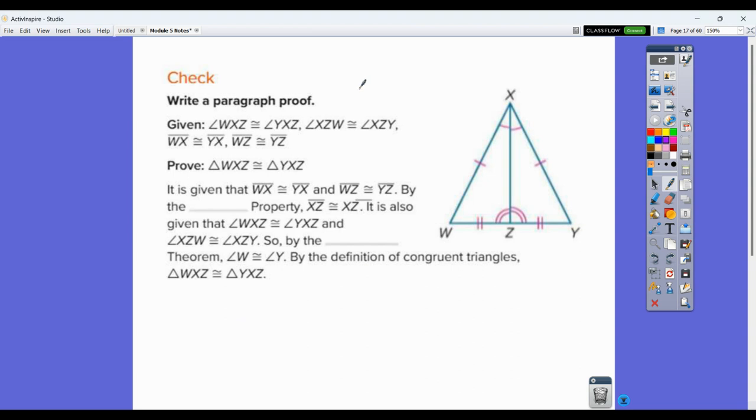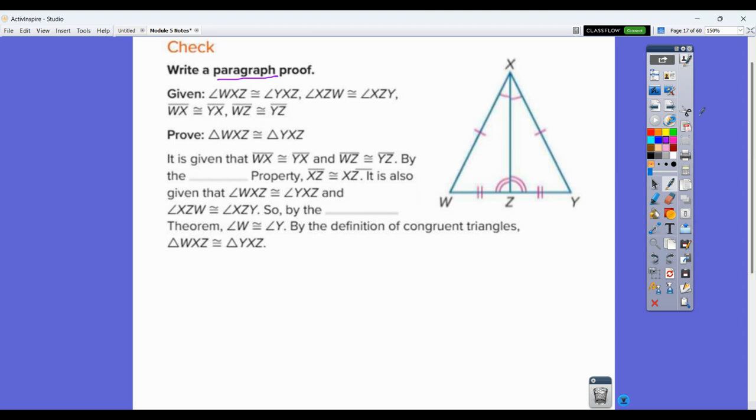Okay, so the last one is a paragraph proof, and we're going to get into a little bit more proof within this unit. And again, whether it says paragraph proof or flow proof or 2-column proof, you can do it all the same way. So as we go through this, I'm going to write this out as a 2-column proof because I think most of you guys like it better that way, and it'll probably make more sense. So here it tells us that we have all of this given information.